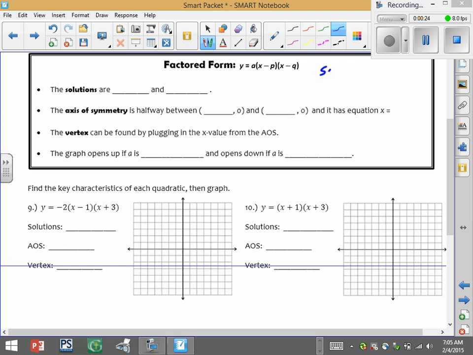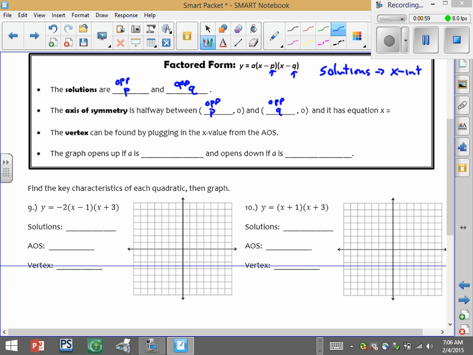Remember, again, the solutions are what the x-intercepts were. So if we're given something in factored form, the solutions are actually going to be the opposite p and then opposite q. So you're going to take whatever values are there and just switch the sign, and that's going to tell you where your solutions are. Your axis of symmetry is going to be halfway between the points opposite p comma 0 and opposite q comma 0. That'll make sense in just a second.